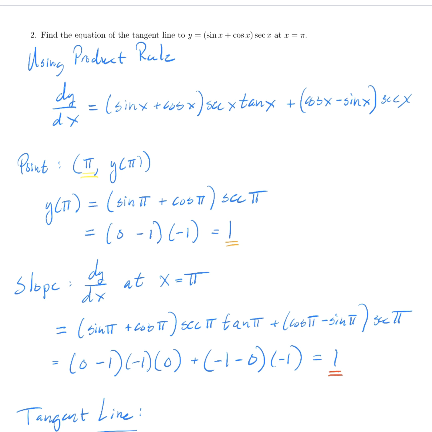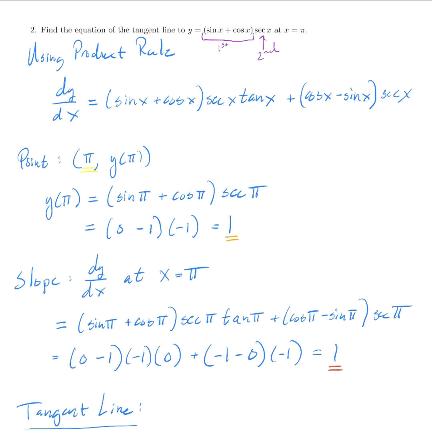We know to get that slope, we need to take the derivative. So here's the derivative using the product rule. So for the product rule, I'm thinking about this as the first function, sine plus cosine, and I'm thinking of secant as the second function for the product rule. So I get sine of x plus cosine of x, that's the first function, times the derivative of the second, which is secant x tangent x, plus the derivative of the first function. Well, the derivative of sine is cosine, the derivative of cosine is negative sine, times secant x. So there's the derivative using the product rule.